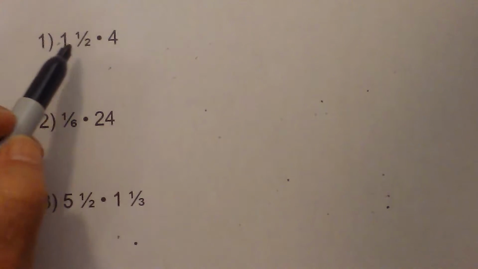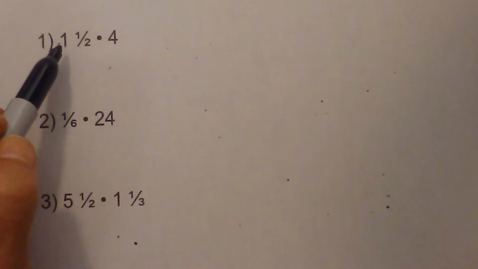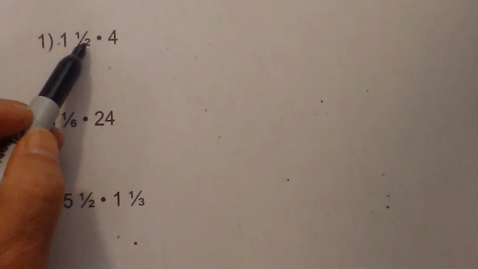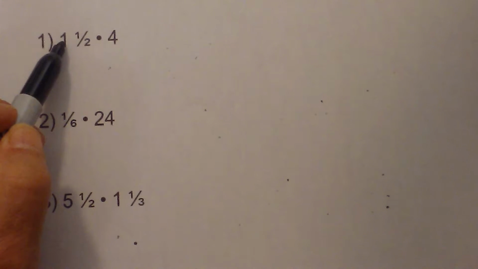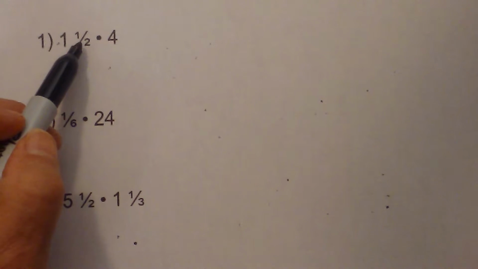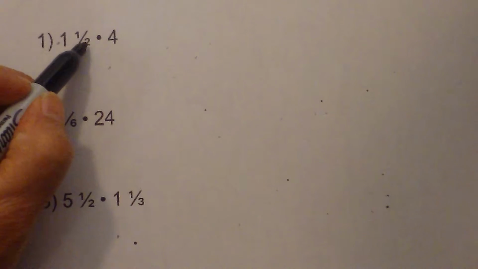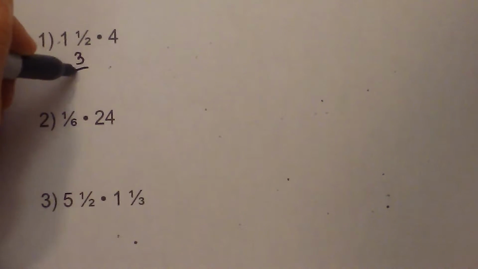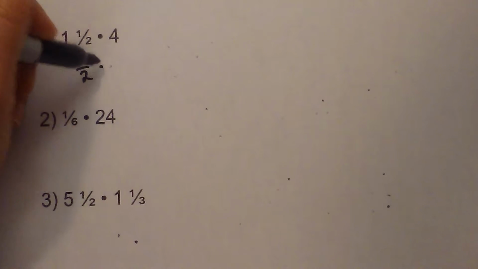Well, the first thing you should do is convert the mixed number into an improper fraction. And the way you do it is you multiply the bottom number times the whole number and then add the top number of the fraction. So here we go. We go 2 times 1 is 2, plus 1 is 3. So we got 3 halves times.